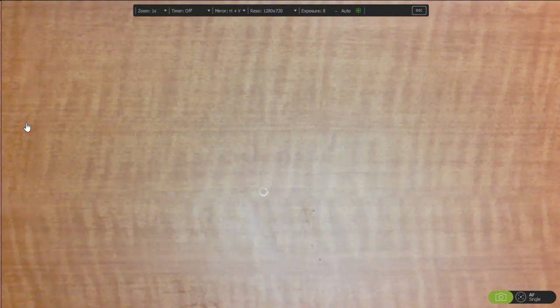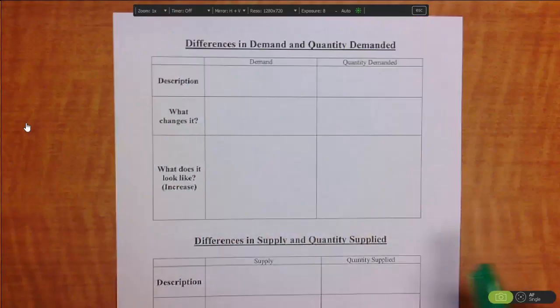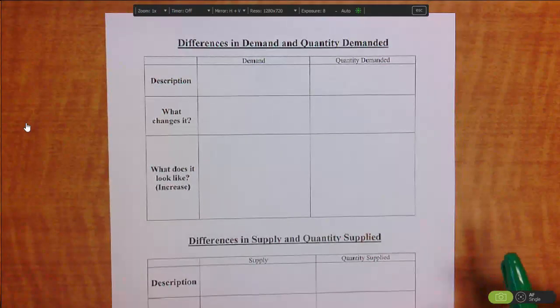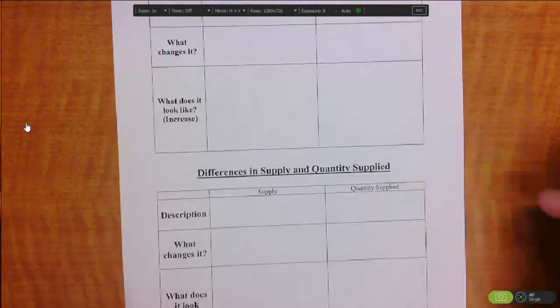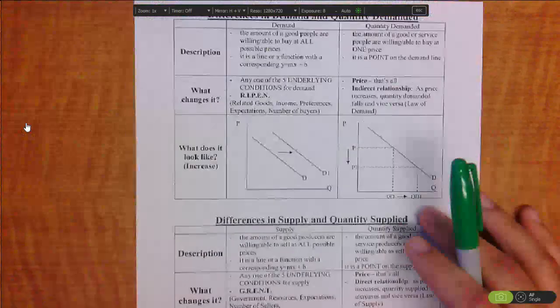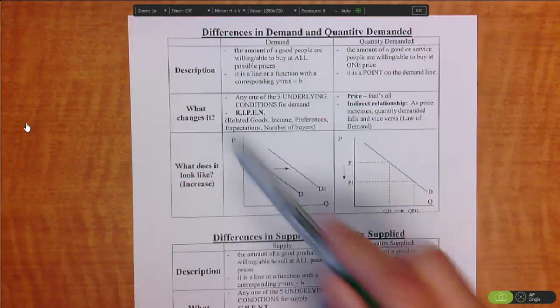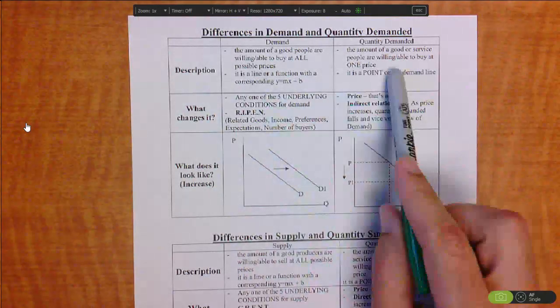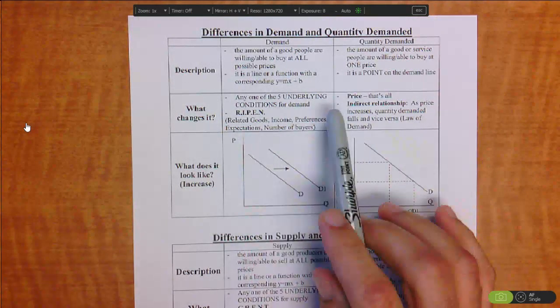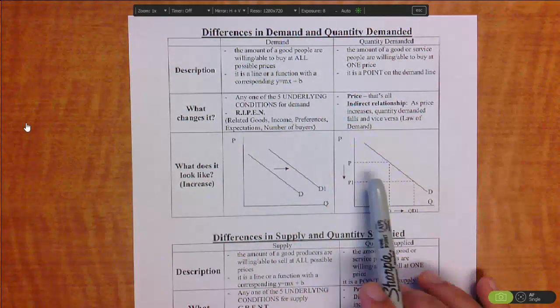And some years ago, I created another document, which I'm happy to send you, where you can download, which is this sheet here called Differences in Demand and Quantity Demanded. The students get a blank version, and it's supplied as on the same page. Then through notes or however you want to do it, or you may just want to copy this and hand it out, the students get this kind of little study tool here. So there's a description of the difference between demand and quantity demanded, what it is that actually changes those two things, and then kind of what it looks like graphically.